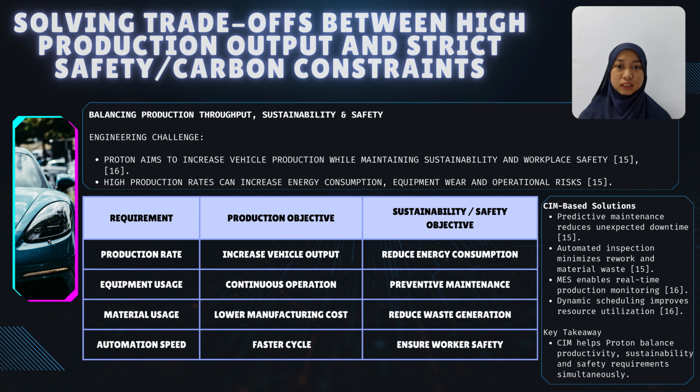To address this challenge, CIM provides several solutions such as predictive maintenance, automated inspection system, manufacturing execution system or MES, and dynamic scheduling. So these technologies help to improve productivity while reducing waste and downtime. Overall, CIM enables Proton to achieve a higher production output without compromising sustainability and safety objectives.